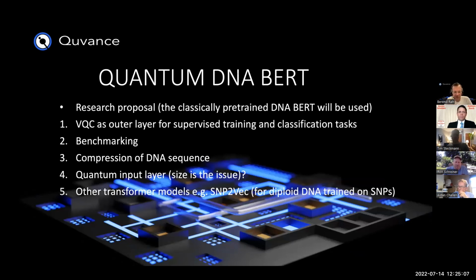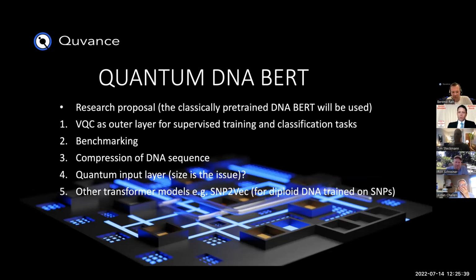Other interesting questions, and I looked at some papers: is there a way of compressing the DNA sequence? A big limitation of current quantum computers is obviously the limited number of qubits. At most, you get sort of 200 qubits, and that's only available to a few privileged people. And then the other thing, maybe a quantum input layer. It's worthwhile thinking about it, because if you're projecting into the Hilbert space at an early stage, maybe there's an advantage. And then there are other models.